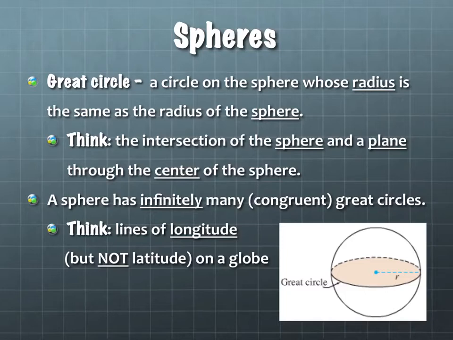You can think of it as the intersection of the sphere and a plane through the center of the sphere. If you're thinking about the Earth, the center of the Earth, the center of a ball, whatever image you have in mind. A sphere has infinitely many congruent great circles. There is that latitude circle, the equator one that you see imagery of here. But if you think about the lines of longitude on a globe, you can think about infinitely many of them.